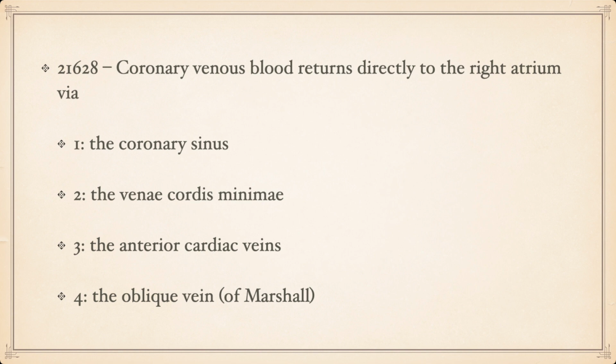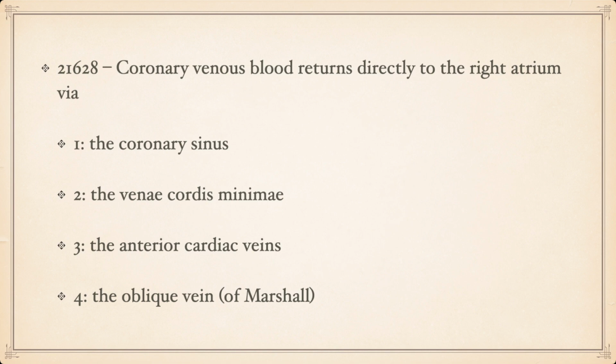Next one is another type X, true, false. Coronary venous blood returns directly to the right atrium via, this is one of my favourite questions, the coronary sinus is true, so the coronary sinus does return directly to the right atrium.